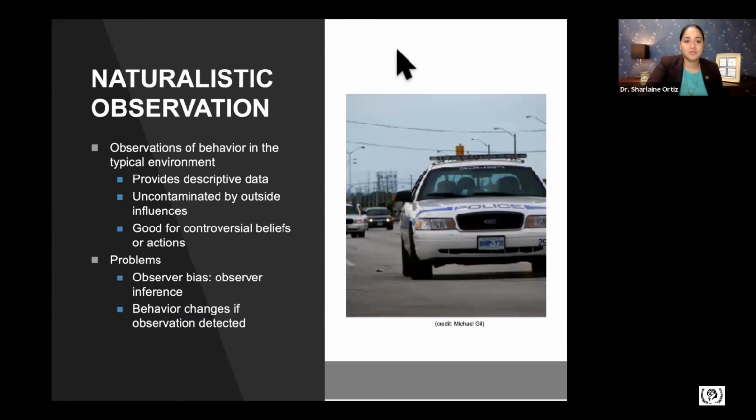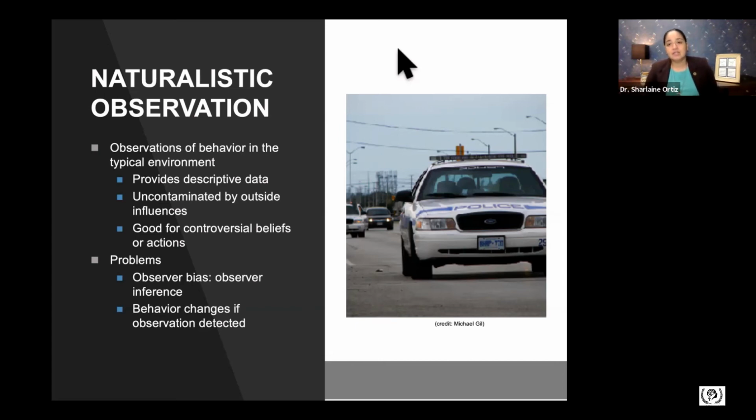Now, a naturalistic observation, as I mentioned earlier, is basically observing behavior in its natural, typical environment. So if I'm interested in seeing how 5-year-olds behave in the classroom, my best bet would be to observe the 5-year-olds in their classroom. If I want to observe how people behave at the club, my best bet would be to go to an actual real club and observe them. So the good thing about a naturalistic observation is, first and foremost, that it provides descriptive data. It allows me to describe these people and how they are behaving.